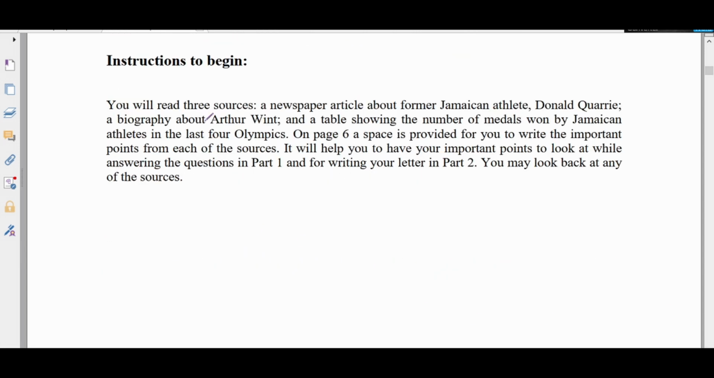It says you will read 3 sources. So if it is that you read only 2, you have a problem. 3. A newspaper article, so that is one of them, about former Jamaican athlete Donald Quarry. So this is important. Donald Quarry is important. A biography about Arthur Wint, and a table showing the number of medals won by Jamaican athletes in the last 4 Olympics.